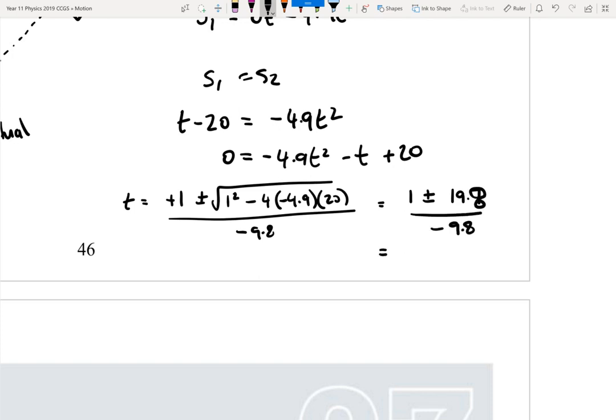All right, now, if we wanted the negative time, we could add 19.8. Okay, so let's go double negative. We want the positive time. So that's minus 20.8 over minus 9.8, which is just over 2 seconds. What do we get? 2.11. Sounds right.